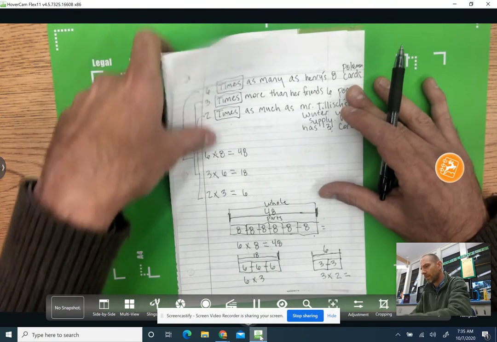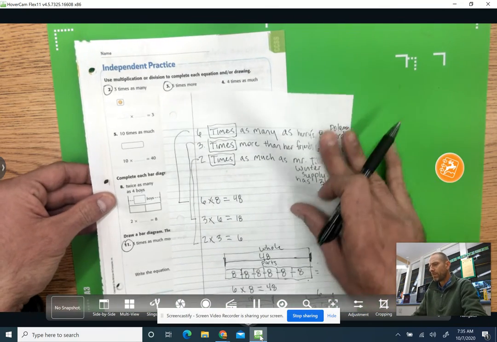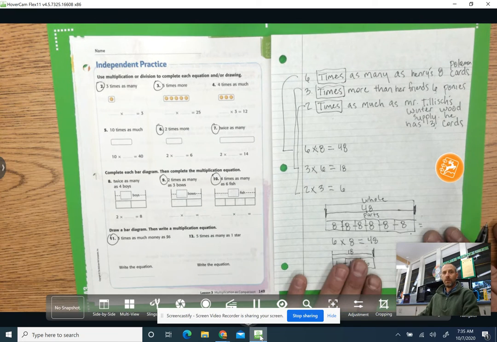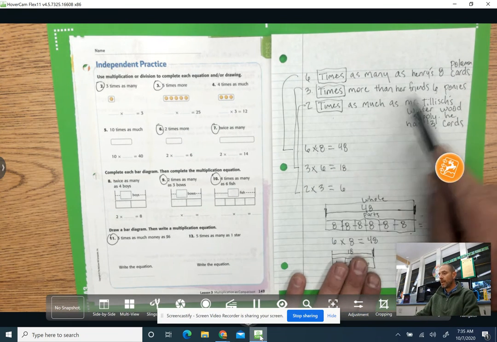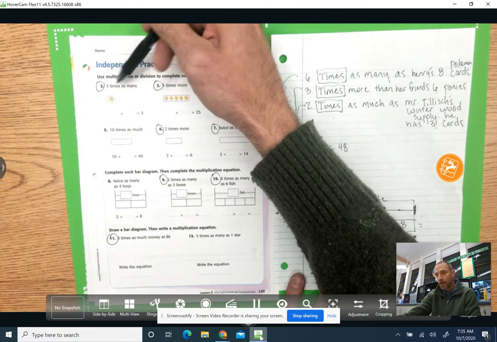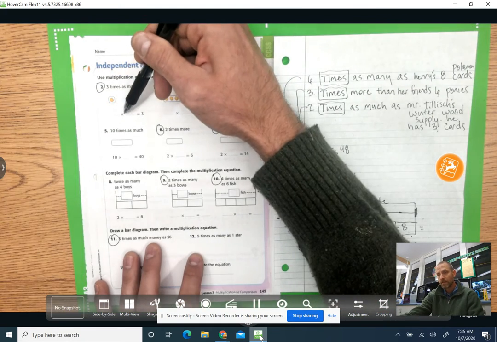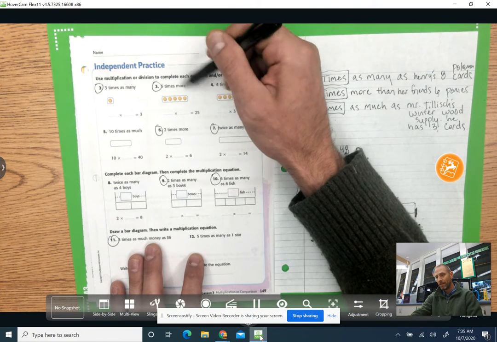A good thing for you to do is I'm going to put these pieces of paper side by side for you. If you know that 6 times as many is 6 times 8, and 3 times as many over here, what's your first number that's going to be in front of that multiplication symbol? 5 times more than 5?